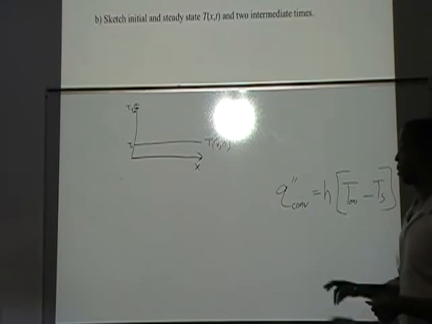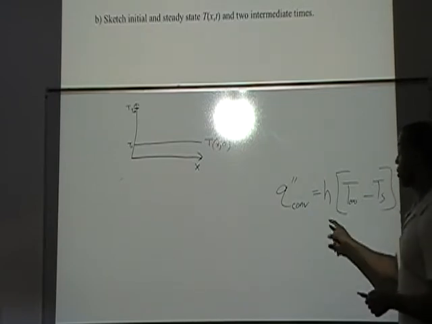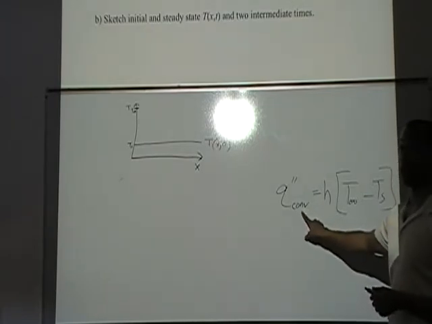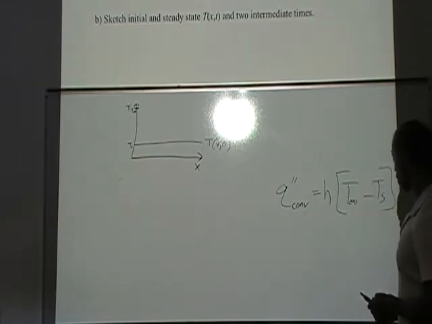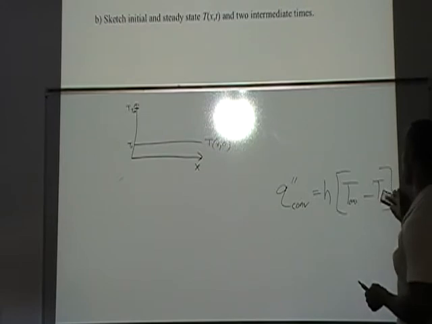So you see h is constant. In order for us to have heat transfer into the wall, for us to continue to have that, T infinity has to still be greater than T surface. But if T surface equals T infinity, then our heat transfer stops. This goes to 0.